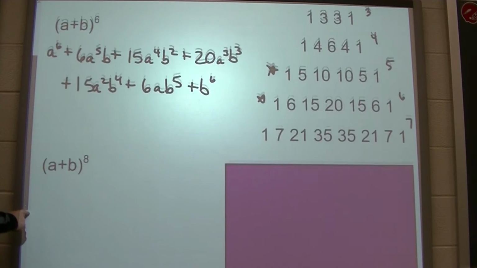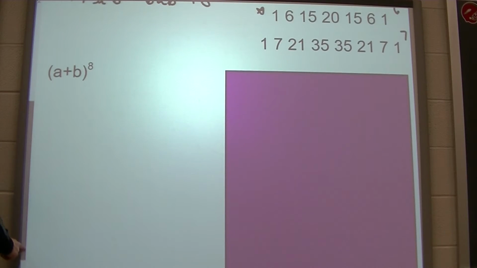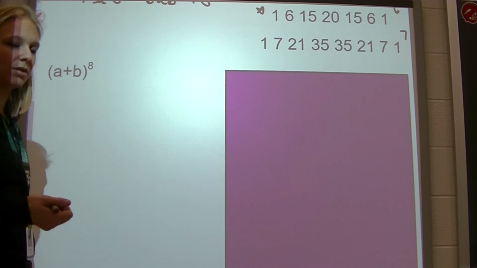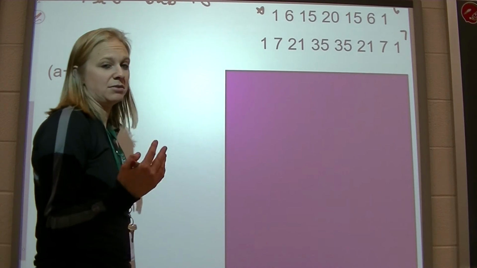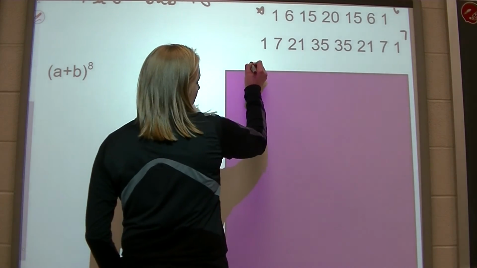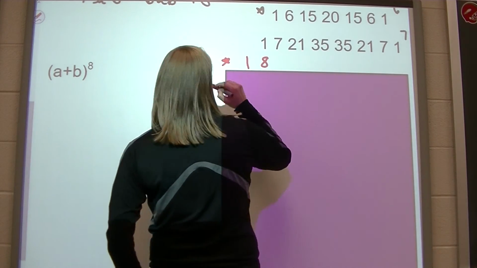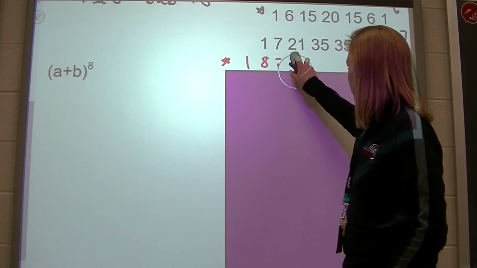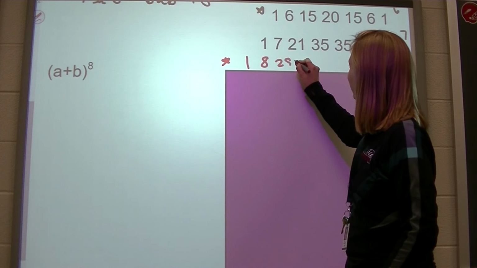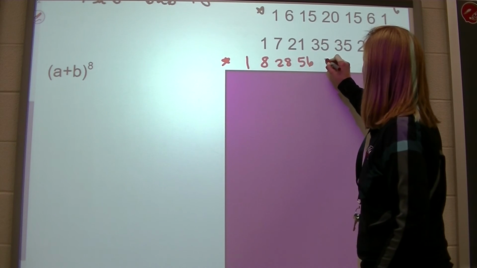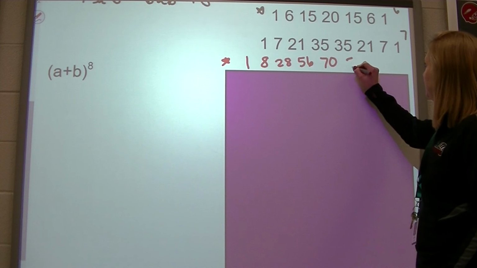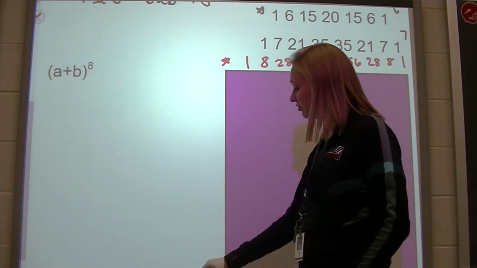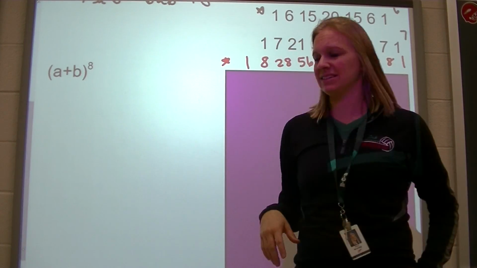Okay, let's look at a plus b to the 8th. I will get you started with this, but I want to check your answers and see what you come up with when you're in class. So basically, I'm going to give you Pascal's triangle to get you started. So you're going to have 1, 8, and you're going to be looking in this row. 29, nope, I can't add. Sorry, 28, and then 56, 70, 56, 28, 8, and 1. So there are your coefficients, so go ahead and write that out.